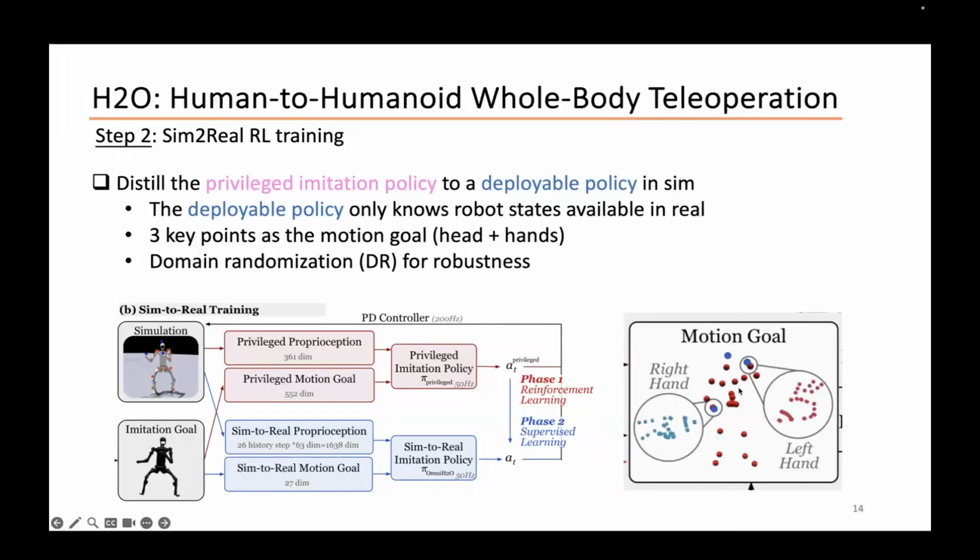Also, why three key points is really an engineering choice, honestly. We can really add more. For example, you can also track the two feet, you can also track the torso. It's really a design choice.